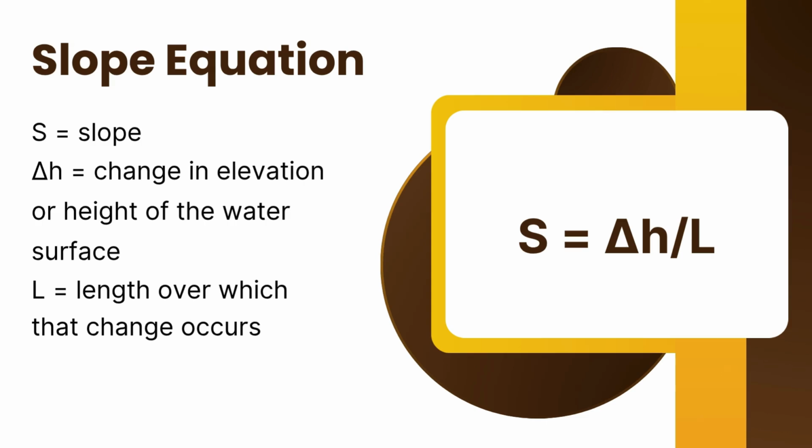Slope of the channel, the energy line gradient. Formula. We have the slope formula, which measures the steepness of the channel. S equals delta H divided by L, where S is the slope, delta H is the change in elevation or height of the water surface, and L is the length over which that change occurs. A steeper slope means faster flow, while a flatter slope results in slower movement of water.